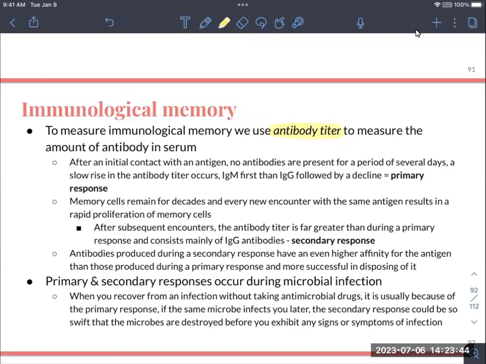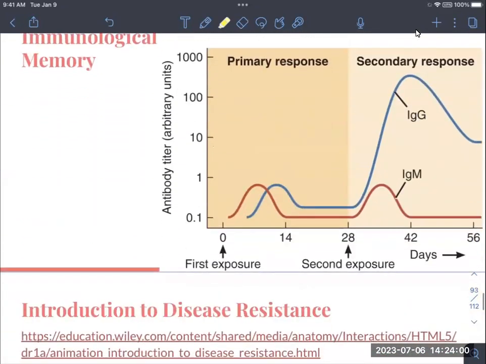We will see a rise in IgM, immunoglobulin M, and then we start to see that rise in immunoglobulin G. And then there's usually a decline. That's in our primary response.